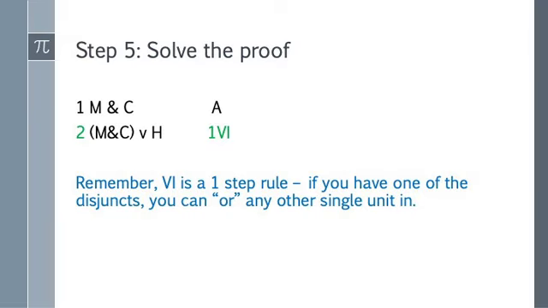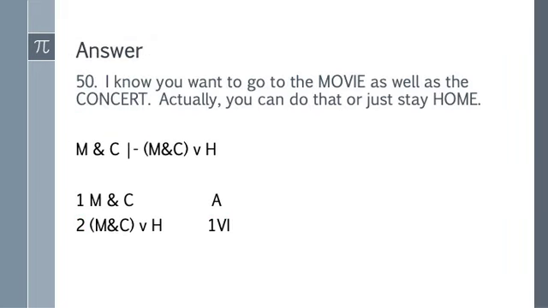Now remember, or in is a one-step rule. All it requires is that you have one of the disjuncts, disjunct meaning the two pieces of the or. So we already have M and C. We have it on line 1, so we can just or in anything else. That might seem weird, but the full details of why that happens is explained in the text, but that's how or in works. Here's the final answer with the sequent and the proof.